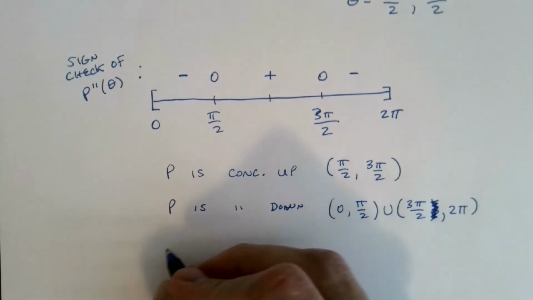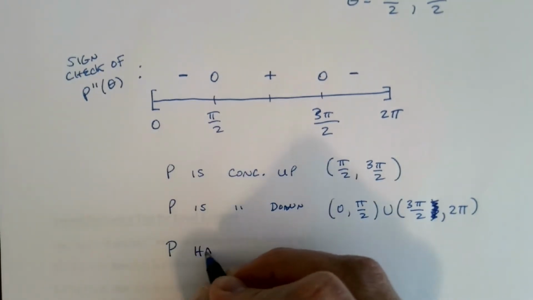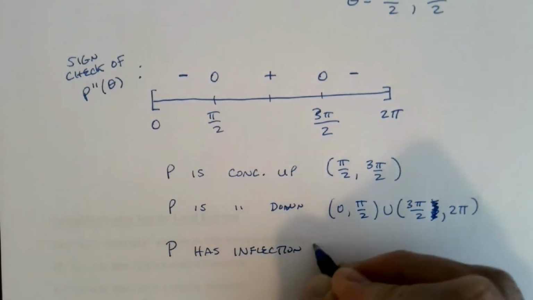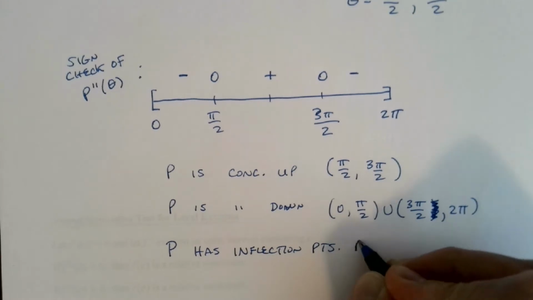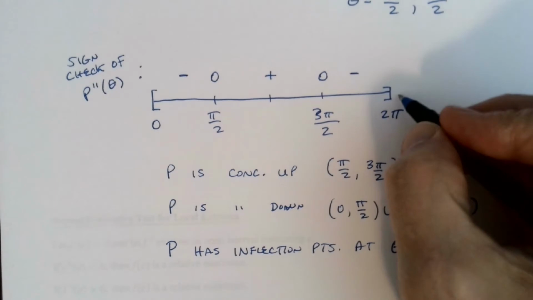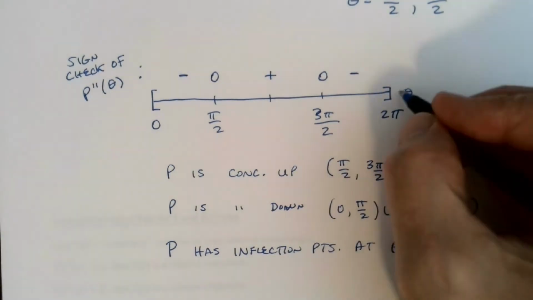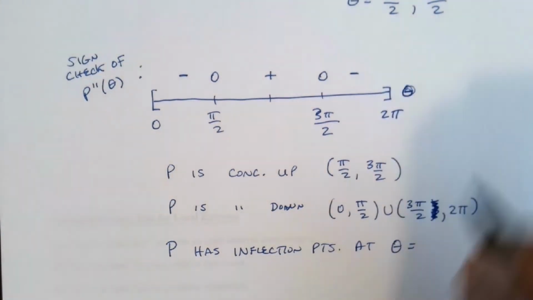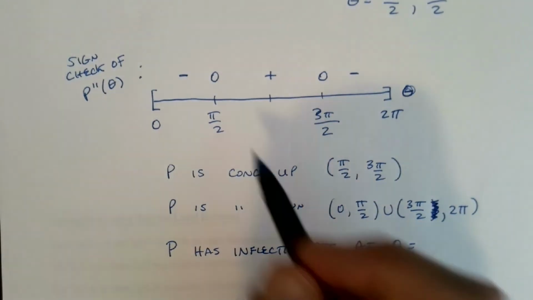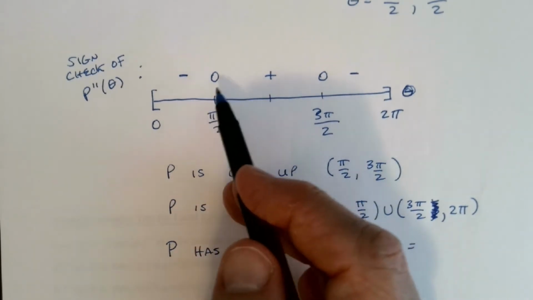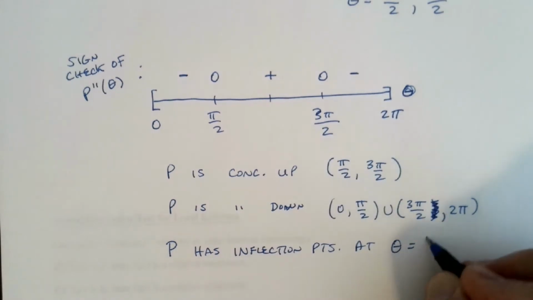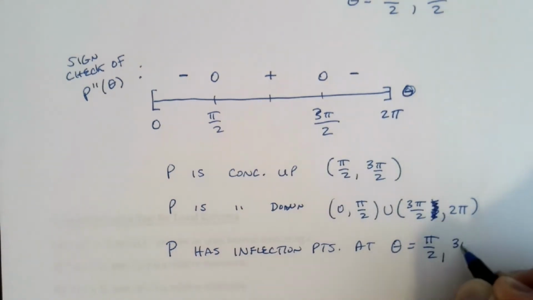And then, do we have any inflection points? Yeah, when theta is what? Remember, these are theta values, right? Independent variables, theta. So, for what values of theta does that occur? Where we have a sign change in the second derivative, where the second derivative is 0. So right there, from negative to positive, positive to negative, at pi over 2 and 3 pi over 2.